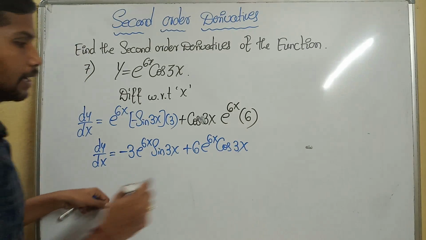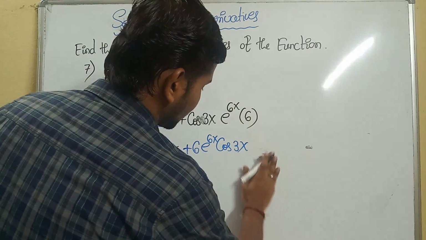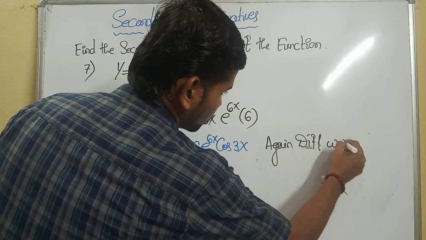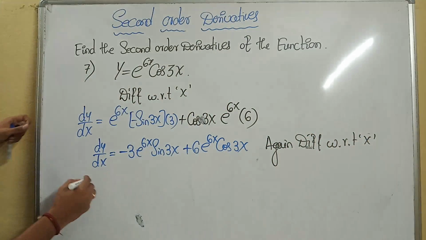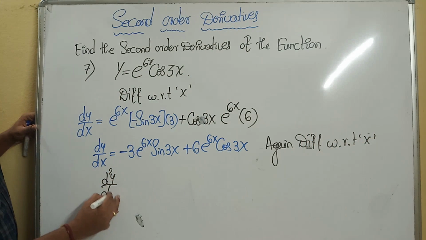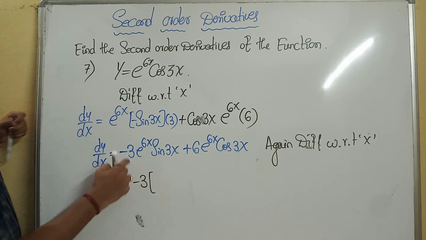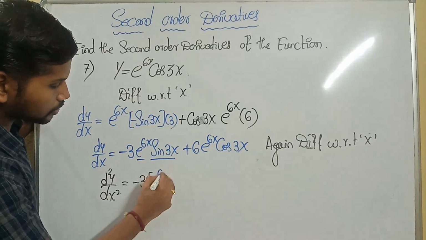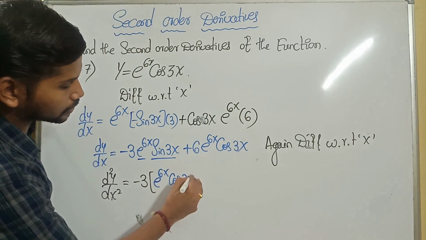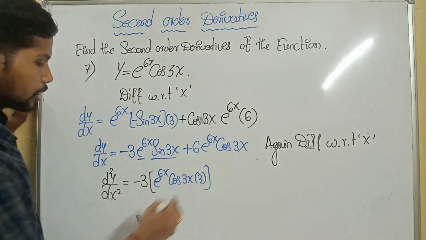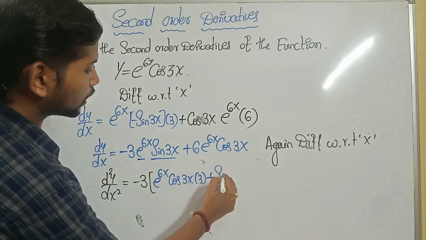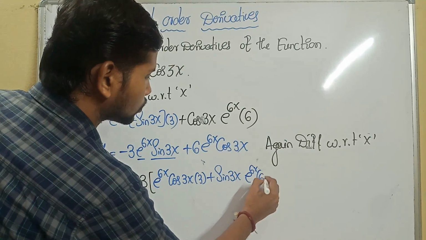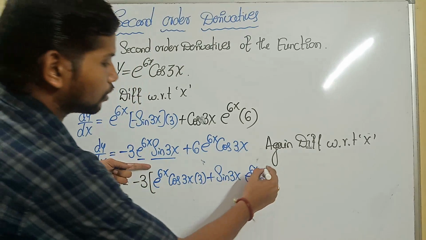Now I'd like to take again differentiating with respect to x. What is dy by dx derivative? d square y by dx square, minus 3 as it is. Now I'd like to apply u into v, product rule. e to the power 6x, sine derivative will be cos of 3x, derivative will be 3. After that plus sine of 3x as it is, e to the power 6x derivative will be e to the power 6x into 6. This is the derivative of the first term.